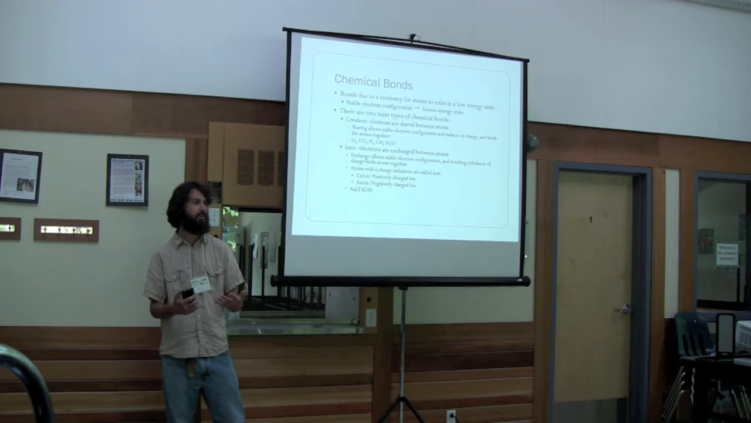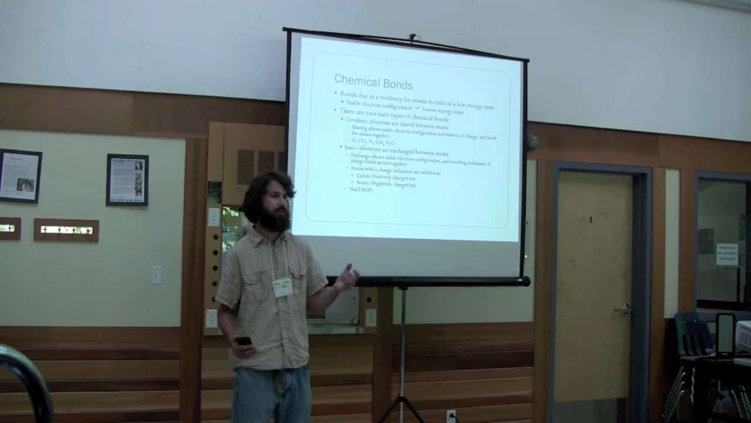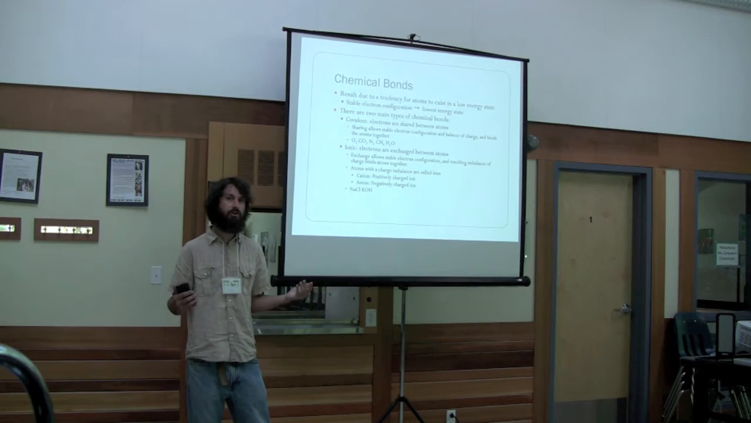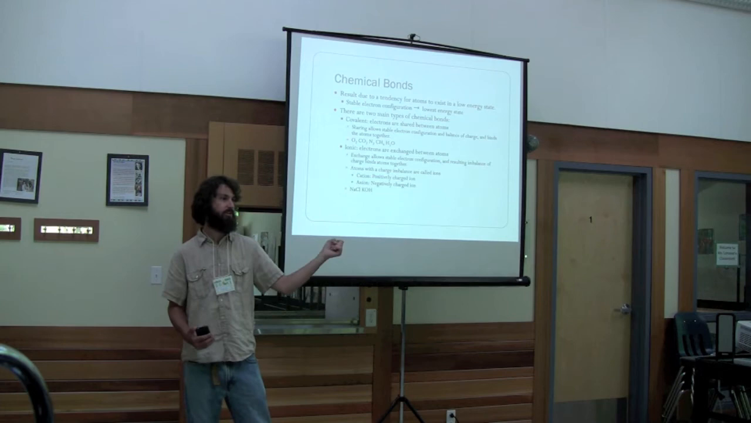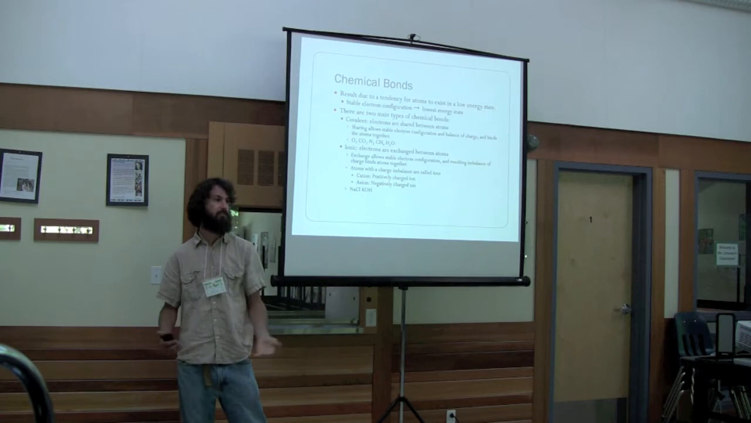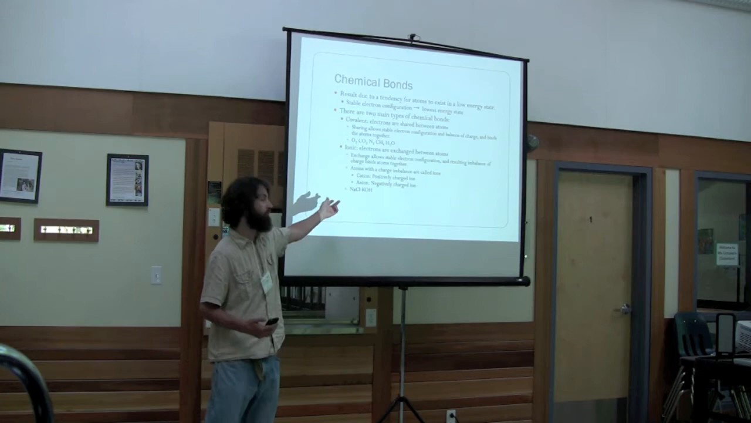Another type of bond is called ionic, and that's where an electron jumps from one atom to another. That creates a charge imbalance. The atom that the electron left now has a positive charge, and the atom that it went to now has a negative charge. Then they connect together because of the charge imbalance. An example of that would be sodium chloride, NaCl, which is common in table salt.